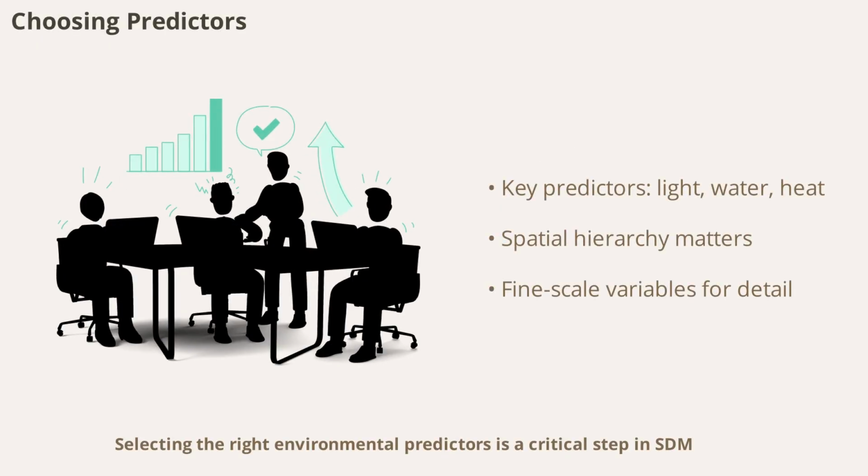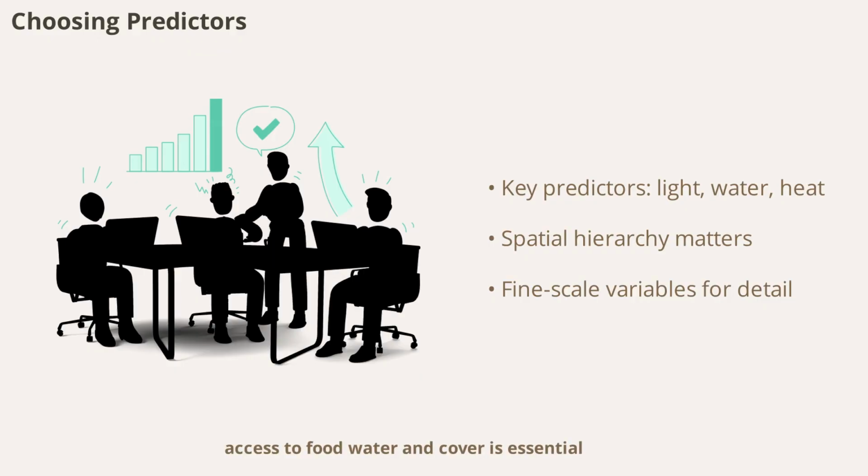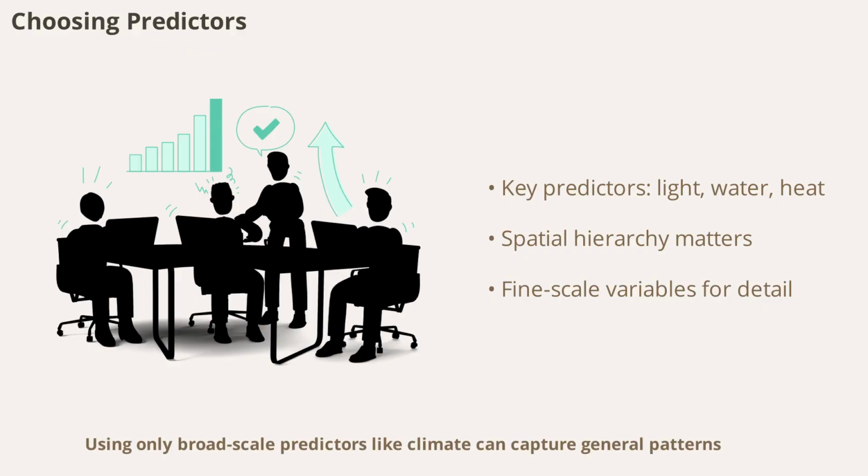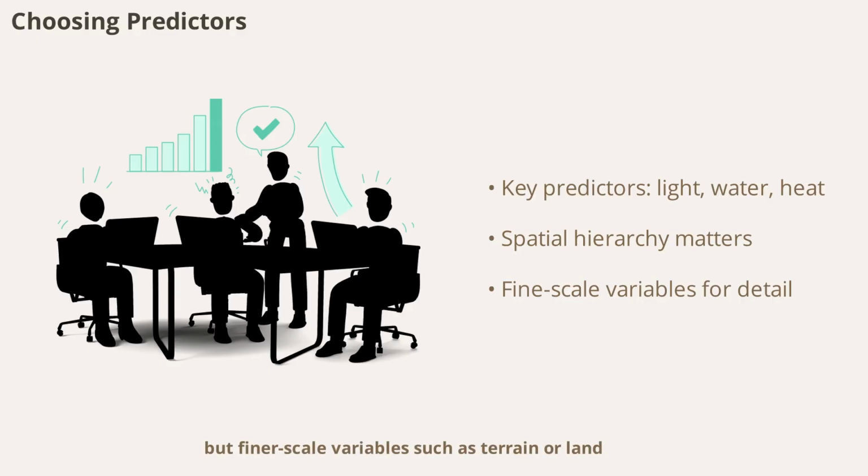Selecting the right environmental predictors is a critical step in SDM. For terrestrial species, key factors include light, water, heat, and nutrients, organized in a spatial hierarchy from global to local scales. For animals, access to food, water, and cover is essential. Using only broad-scale predictors like climate can capture general patterns, but finer-scale variables such as terrain or land cover are needed for detailed habitat suitability models. The choice of predictors should be guided by ecological theory and the specific needs of the study.